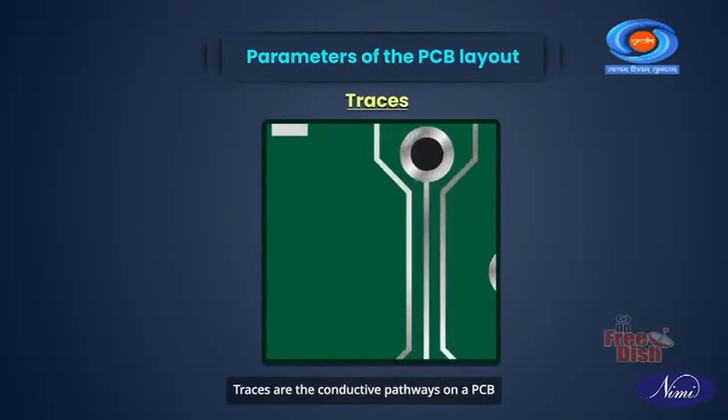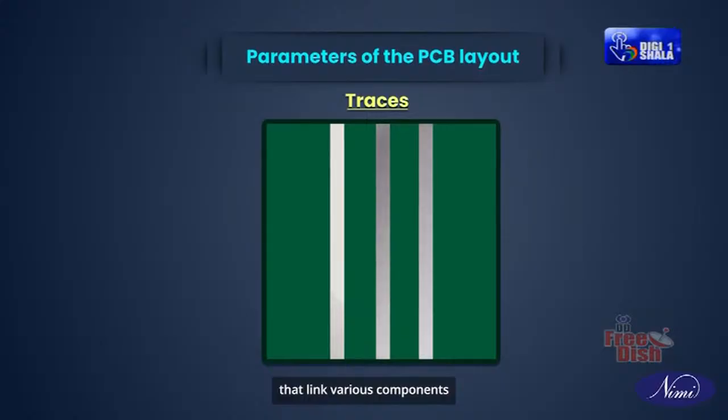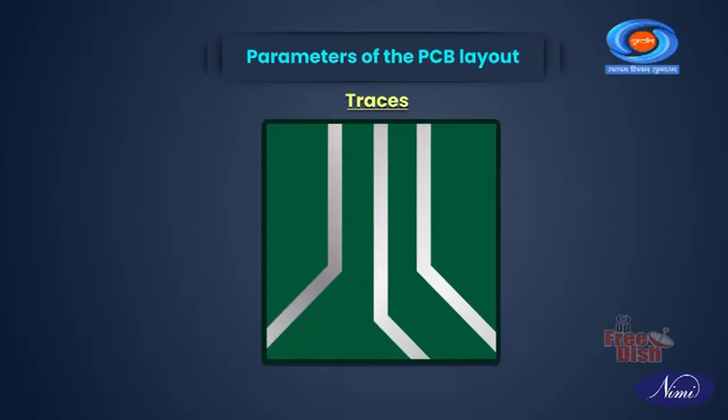Traces. Traces are the conductive pathways on a PCB that link various components and enable communication and cooperation between them, much like the wiring in a house.